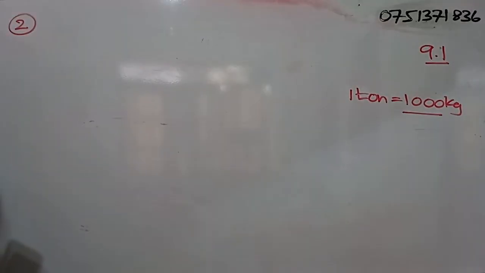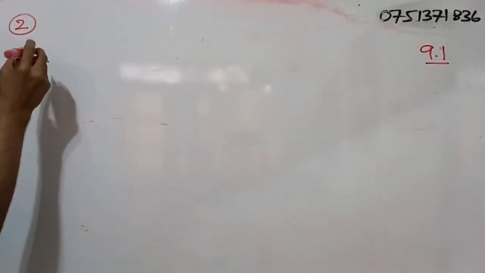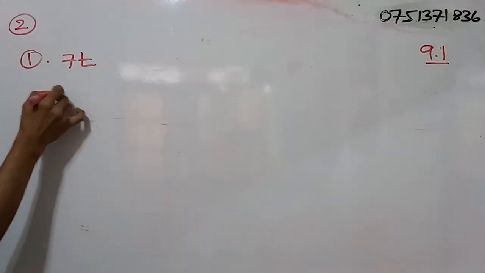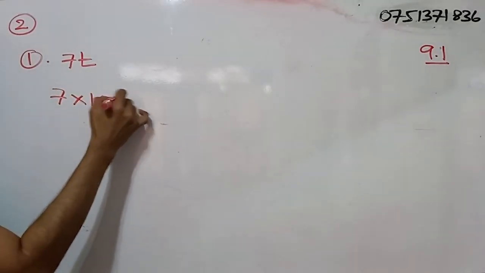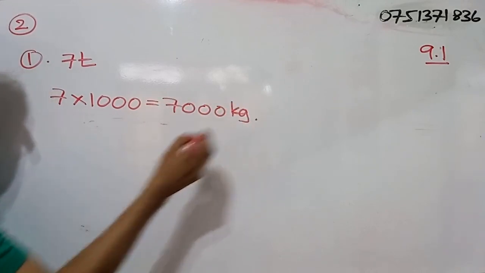Express each mass given below in kilograms. So, part 1, what do we have? 7 tons. Question number 2, part 1. So, 7, we have to multiply that by 1000. So, this becomes 7000 kilograms.